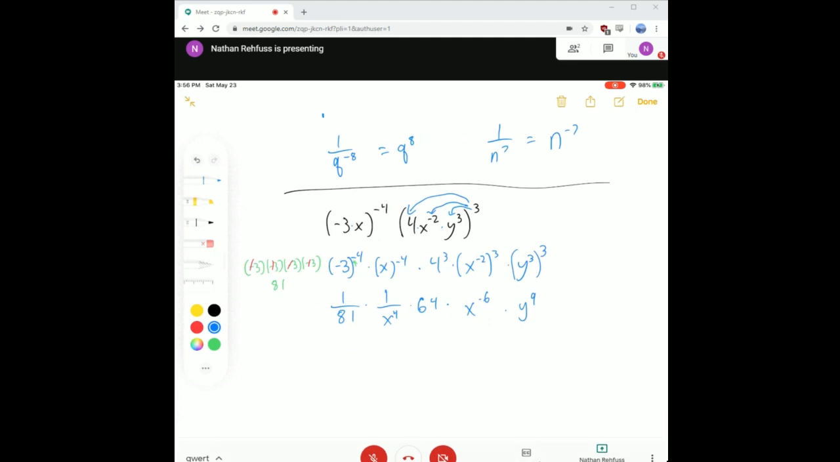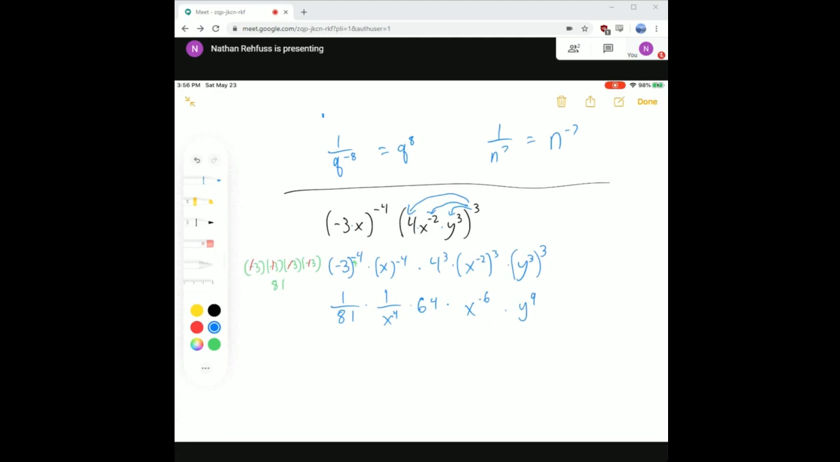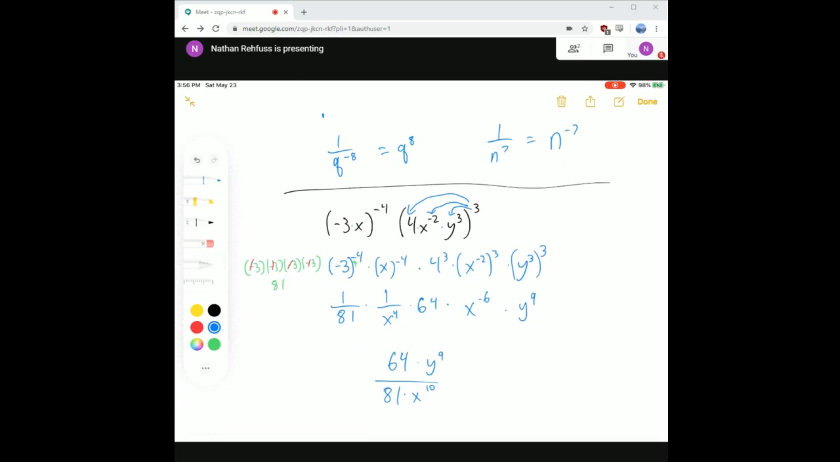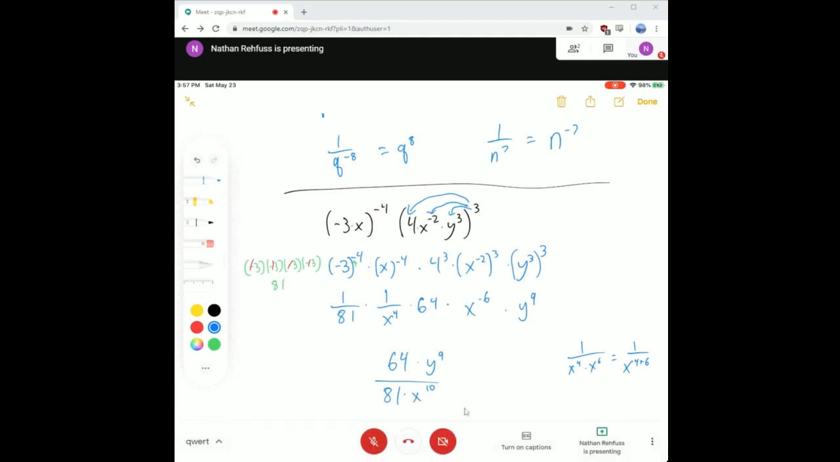Altogether, there will be 10 x's in the denominator. So the 64 and the y to the 9th live in the numerator. The 81 and an x to the 10th live in the denominator. So x to the negative 6th is 1 over x to the 6th. 1 over x to the 4 times 1 over x to the 6th. And look at it this way, it's 1 over x to the 4th times x to the 6th, and that's 1 over x to the 4 plus 6, see? So that's where I'm getting this 10 from, and that's my final answer. Looks a lot simpler than what we started with.